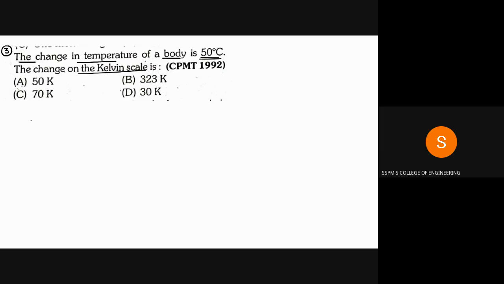Okay. So if this temperature rises by 50 degrees, the absolute temperature will also rise by the same amount, 50 degrees. So the correct option is: the change in the temperature of the body is 50 degrees Celsius. Change on the Kelvin scale means change in the absolute temperature. It will be the same, which is 50 Kelvin. Okay. So the correct option is option A.